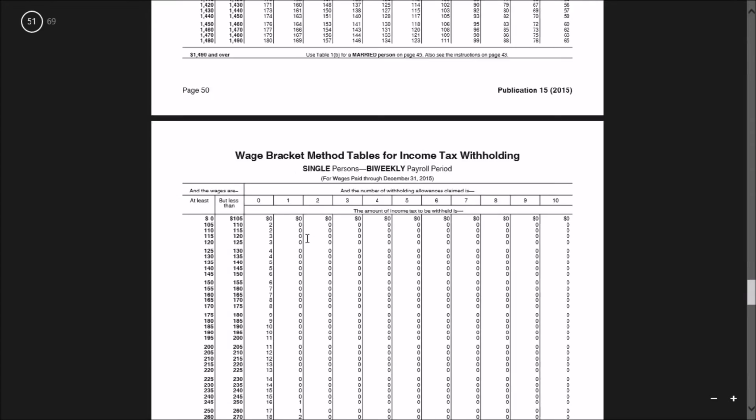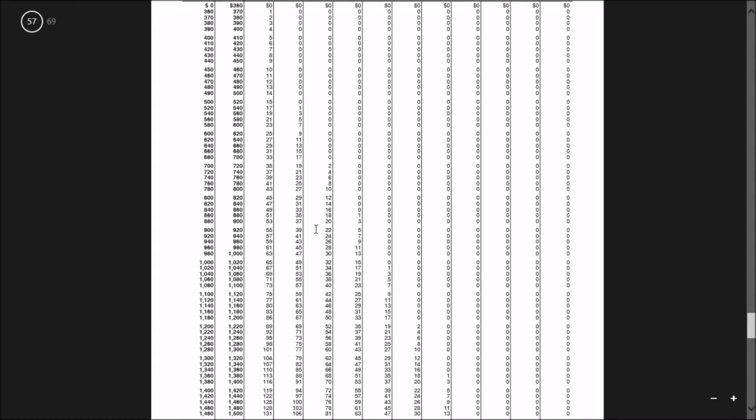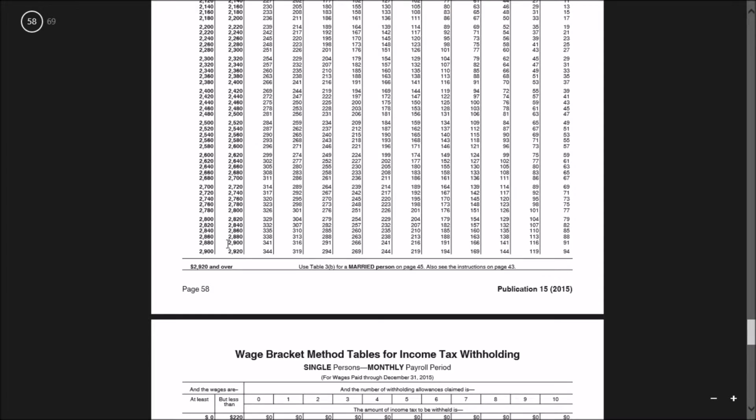I'm going to scroll a few pages down. I'll make this available for everyone. When you start getting around, of course, this individual is up there. This is $2,900. Here are the taxes if you don't claim any dependents or exemptions. If you claim 10 people, this is how much taxes they will take out.